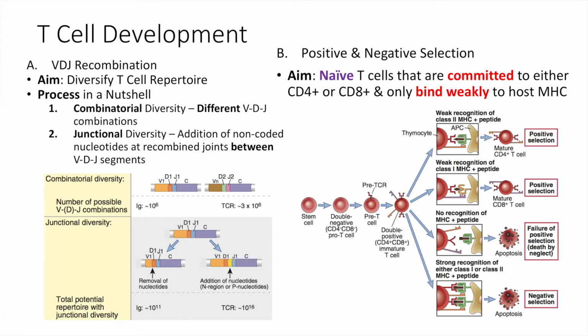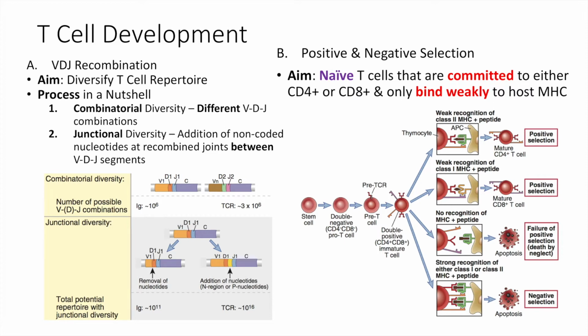Okay, so in T cell development, there are two main processes that you need to know about. VDJ recombination, that's one, and positive and negative selection, that is the second one. Okay, so firstly, the key point is that the purpose of these two processes is to produce a wide variety of receptors that can recognize a wide variety of antigens.